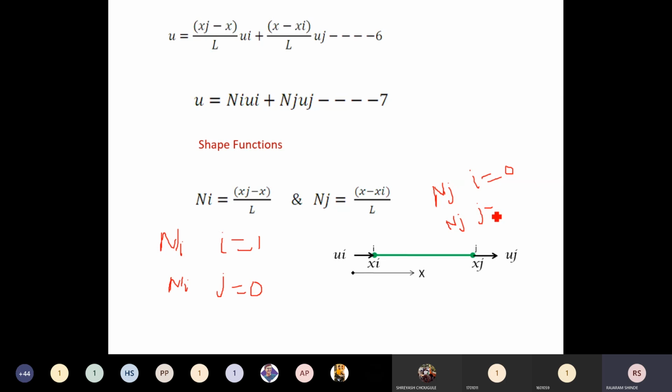Now what we can conclude from this? You see here, shape functions at its own node, that means Ni at I is equal to 1 and at other nodes it is 0. Nj is 1 at node j, but it is 0 at node I. That means shape functions at its own node are 1 and at other nodes it is 0. This is one important property of the shape function. Now when I take the addition of these two shape functions, what will you get?